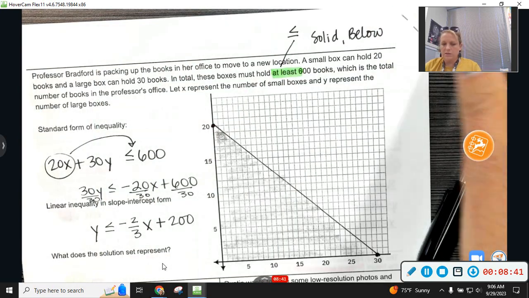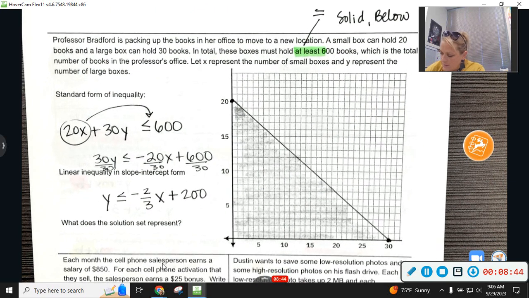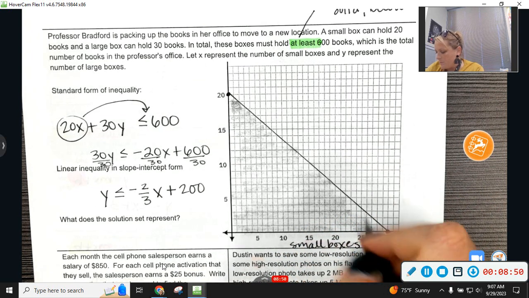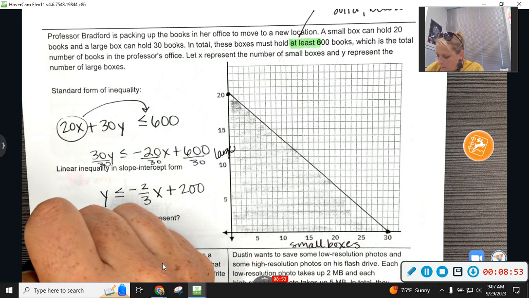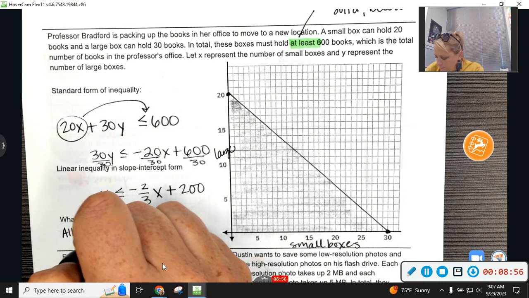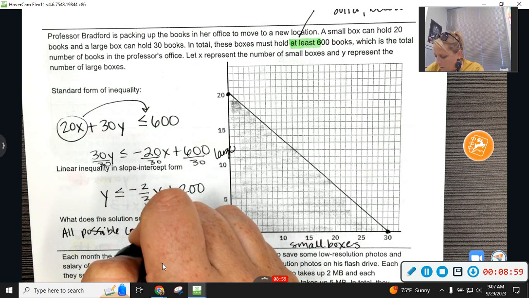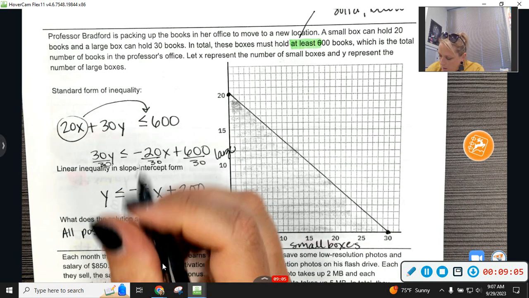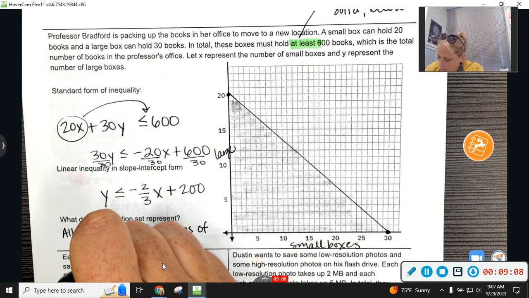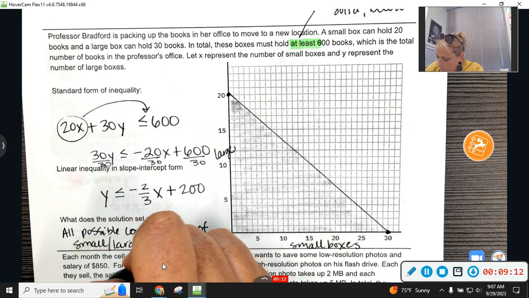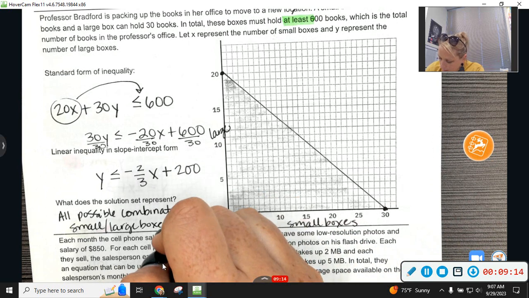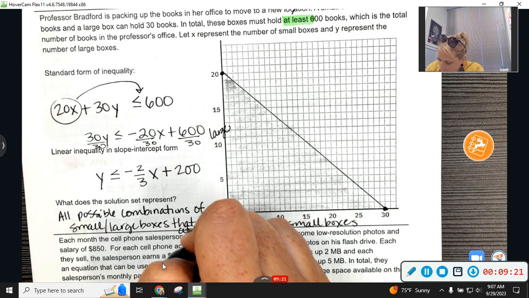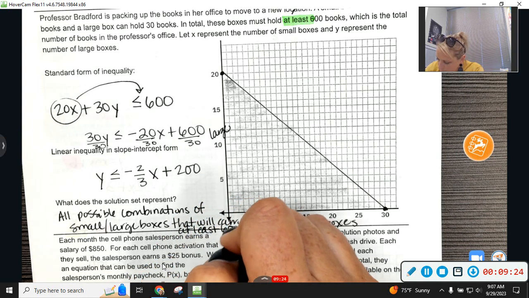So the question says, what does the solution set represent? So since X is my small boxes, and Y is my large boxes, it is all possible combinations of small and large boxes that will carry at least 600 books.